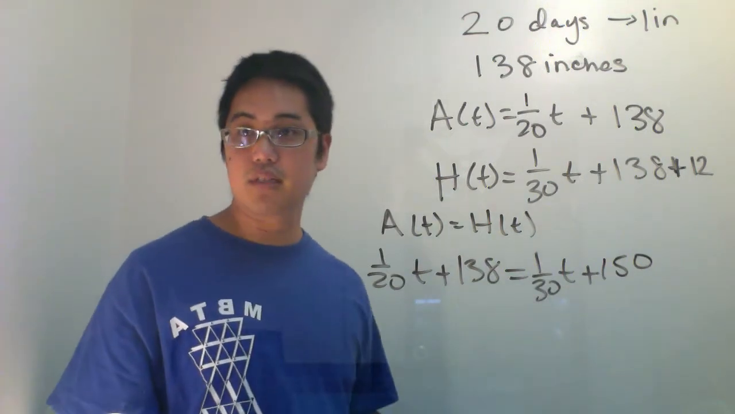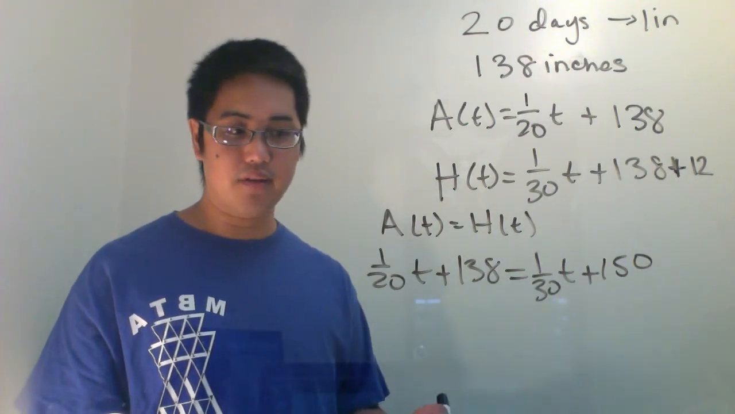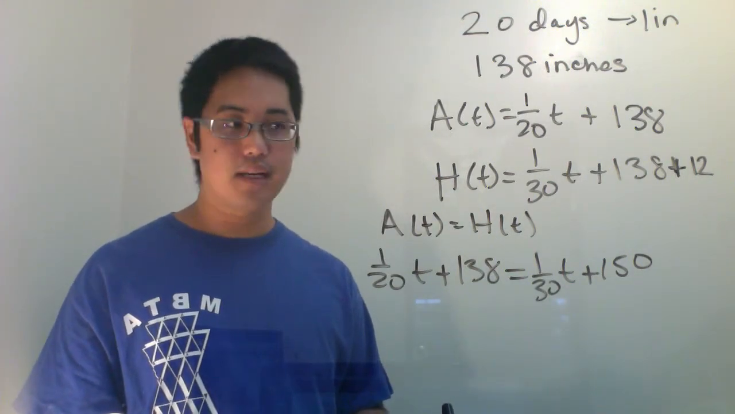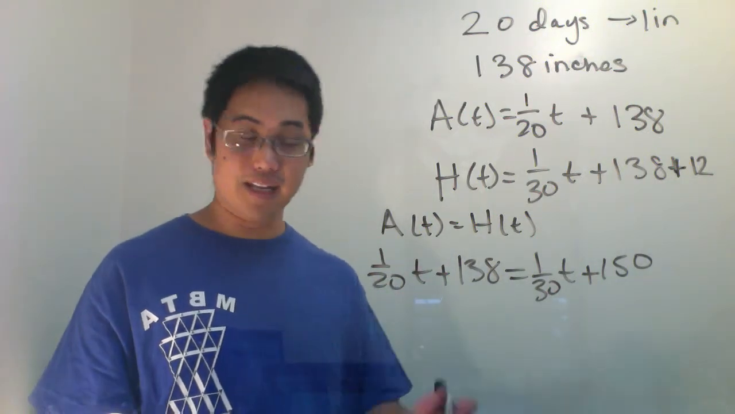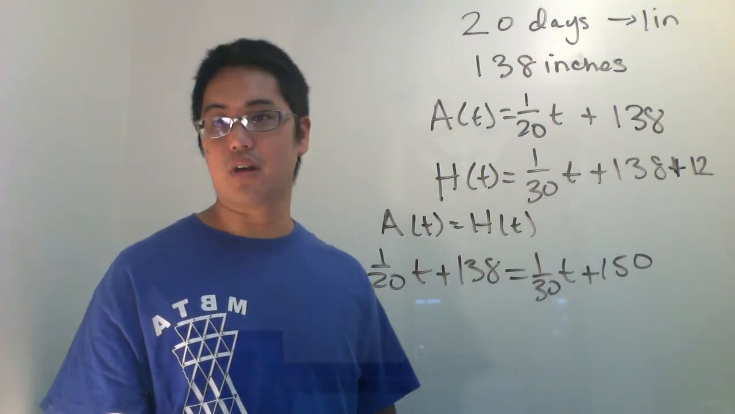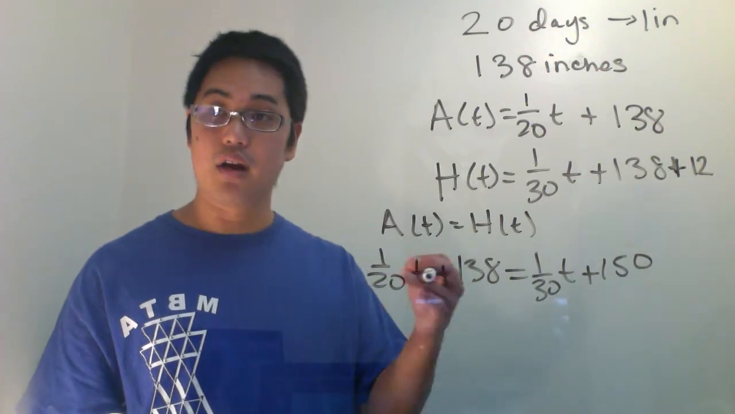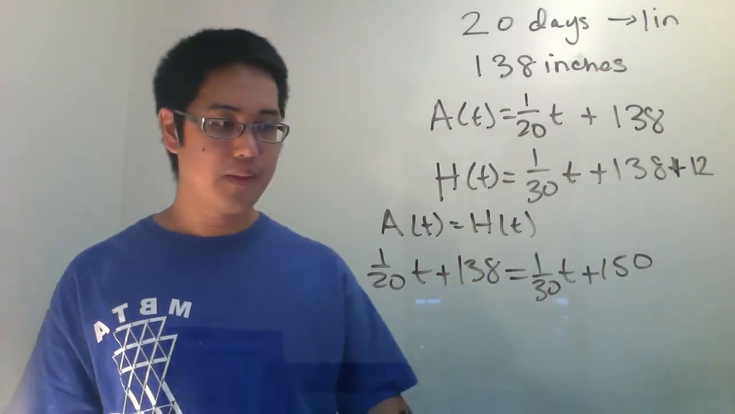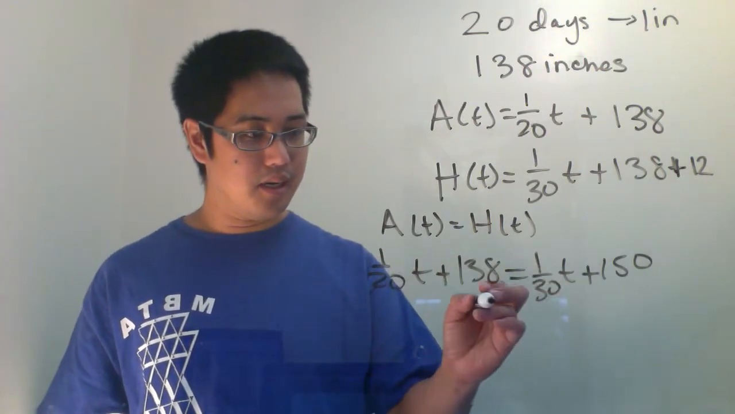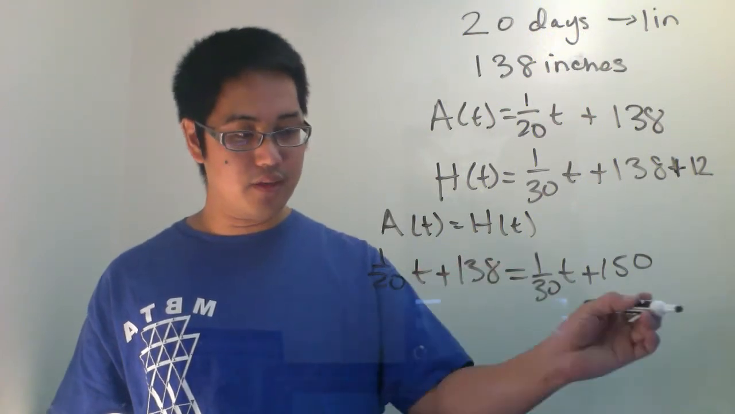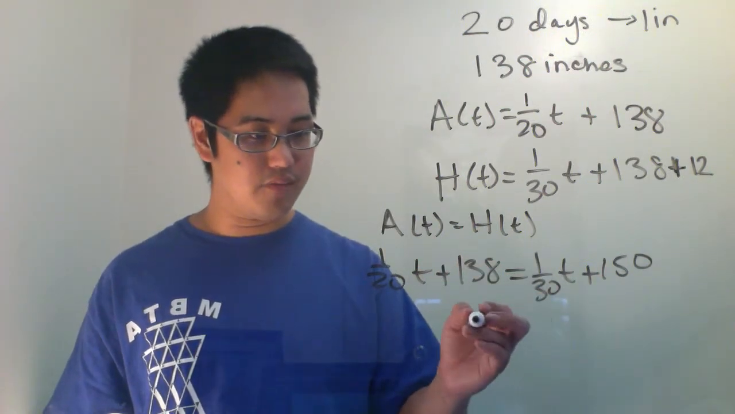Are we cool with what I did so far? Is anyone freaking out? I just set them equal to each other, and I accounted for the 1 year that Andre's been training longer than his sister. But I want to solve for t. I have the equation. I have one unknown. I can easily solve for t.